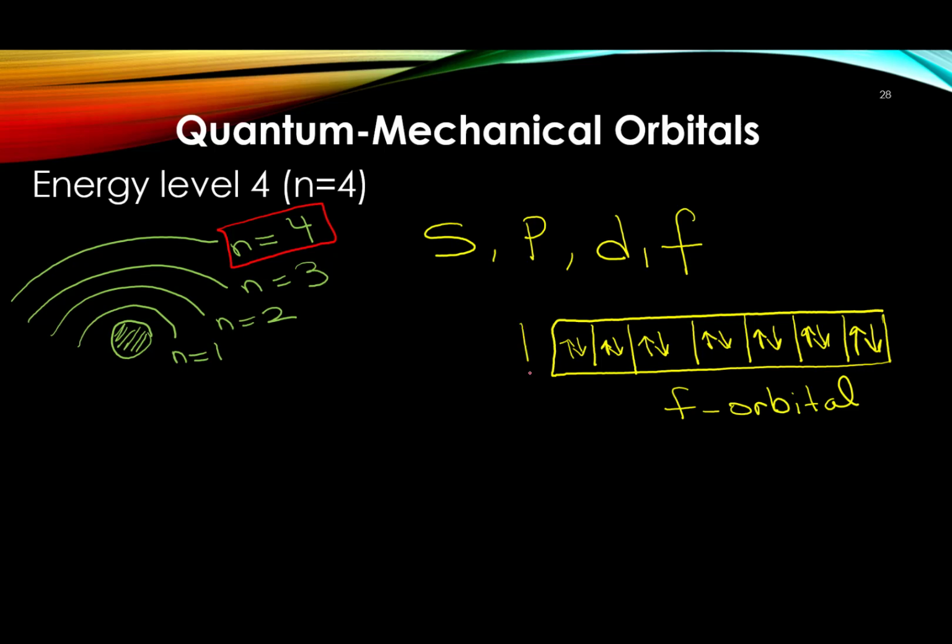Now, let's do D. 1, 2, 3, 4, 5. That's the D orbitals.